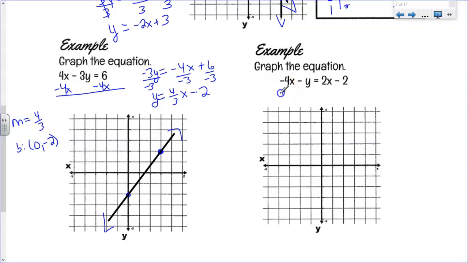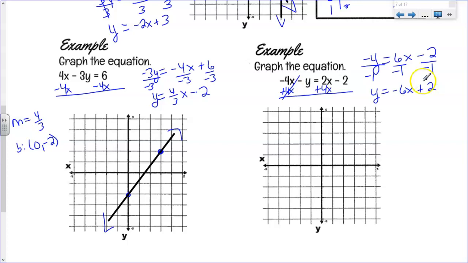Alright, here we're going to solve for y. We're going to add 4x to both sides. And notice there is an x over here, so we're just going to combine like terms. We're going to get negative y equals 6x minus 2. I need to solve for y, not negative y, so I'm going to divide by negative 1. So y equals negative 6x plus 2.